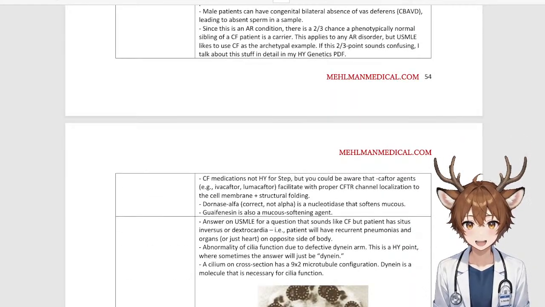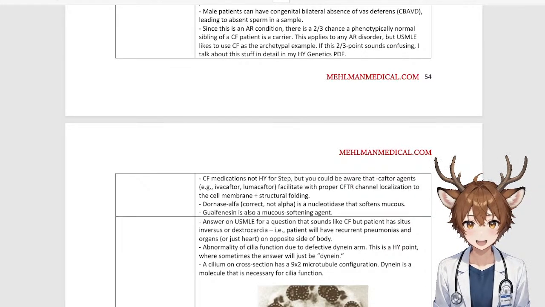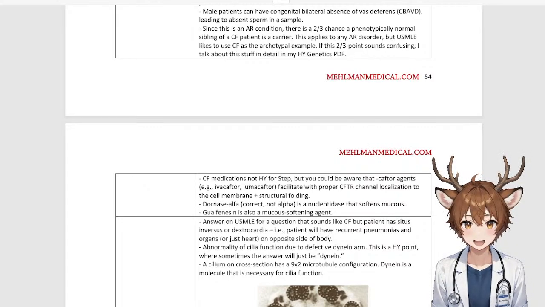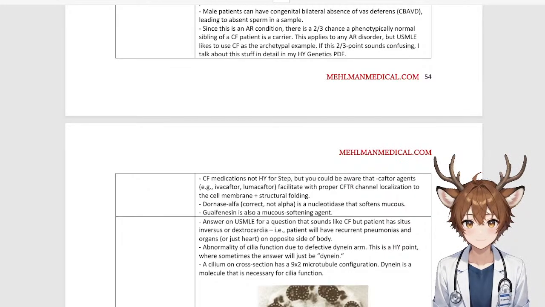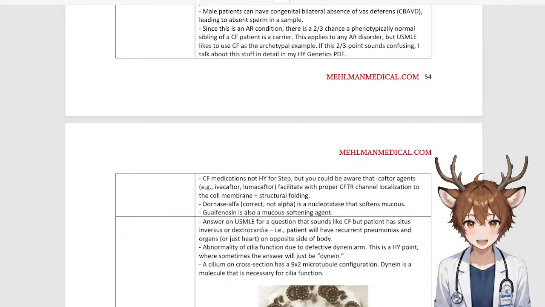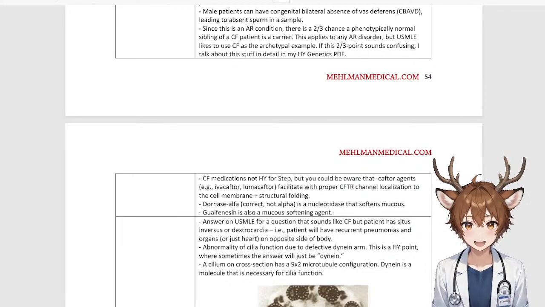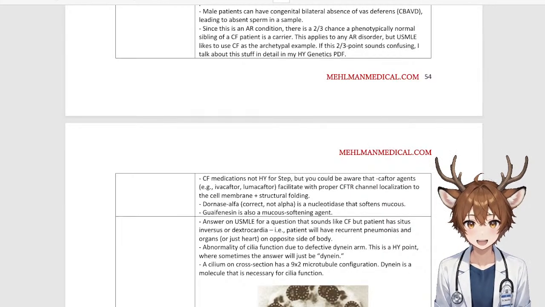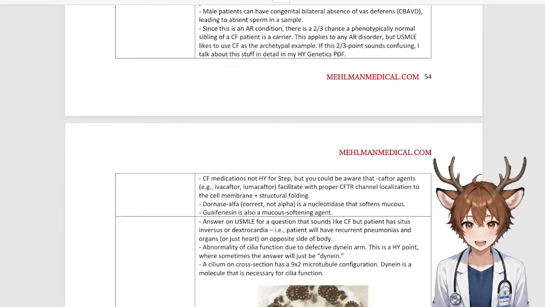Back to the CF stuff. CF medications are not high yield for STEP, but you could be aware that the CFTR modulator agents, i.e. ivacaftor, lumacaftor, facilitate proper CFTR channel localization to the cell membrane plus structural folding. Dornase alfa, with an F, not a PH, is a nucleotidase that softens mucus. Guaifenesin is also a mucus softening agent.